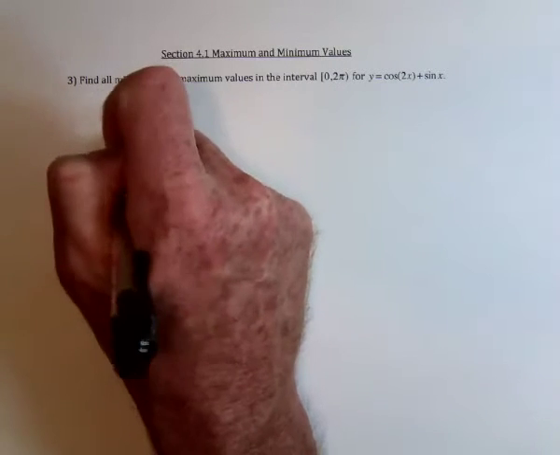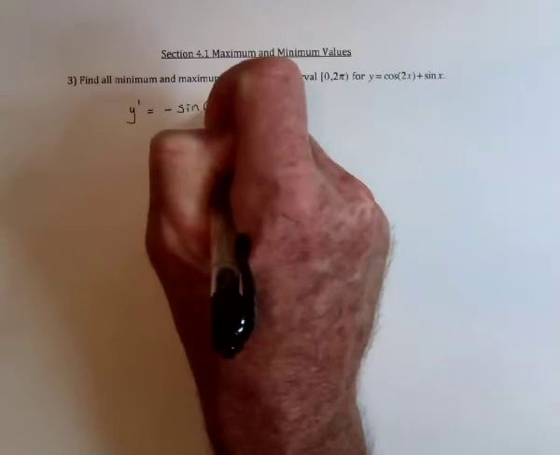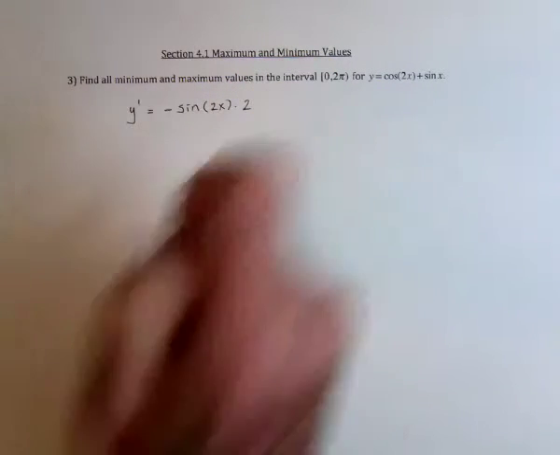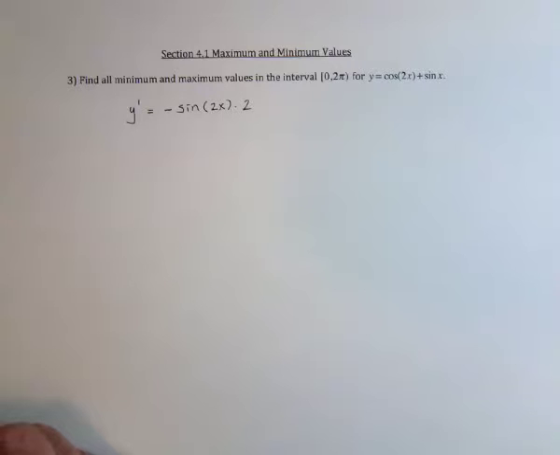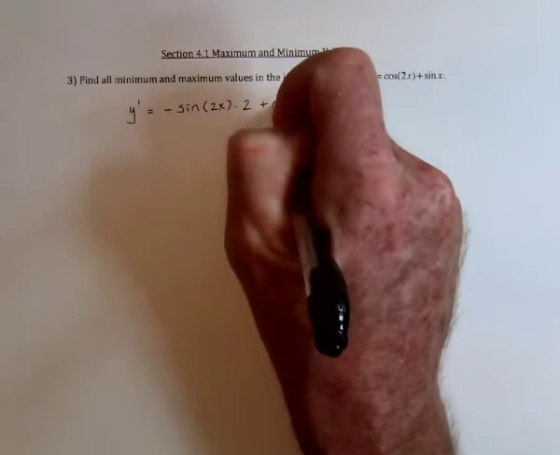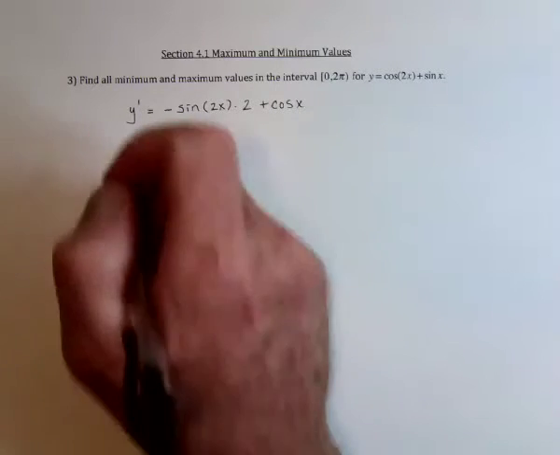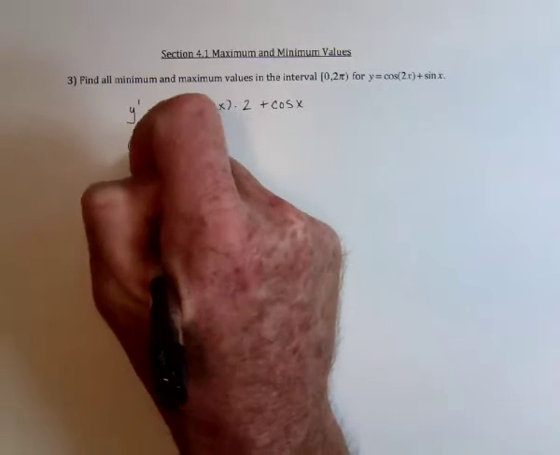So the derivative of cosine is negative sine, and then the chain rule says take the derivative of 2x, which is a 2, and then the derivative of sine is positive cosine. So there's no place where sine or cosine are undefined, so the derivative is always defined. Now when does the derivative equal 0?